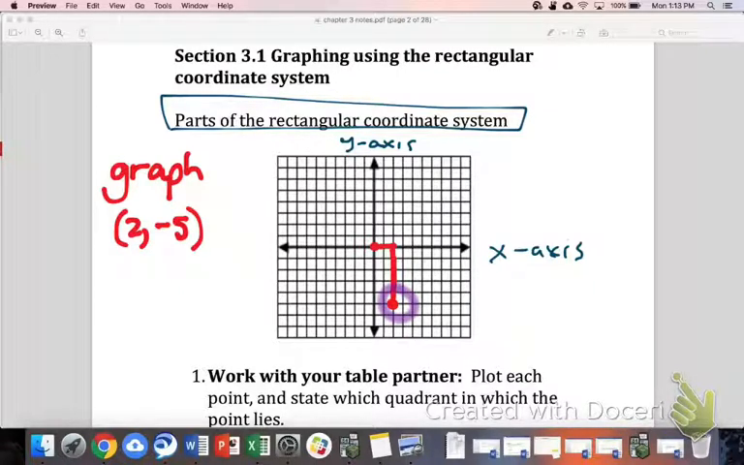You're going to get a chance to practice this right now. Down below it says to work with your table partner. So the person sitting right next to you at your table, work with them to complete number 1, plotting those points on your graph. Ready, set, go.